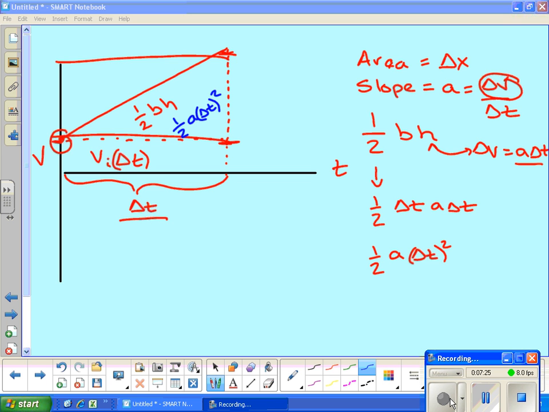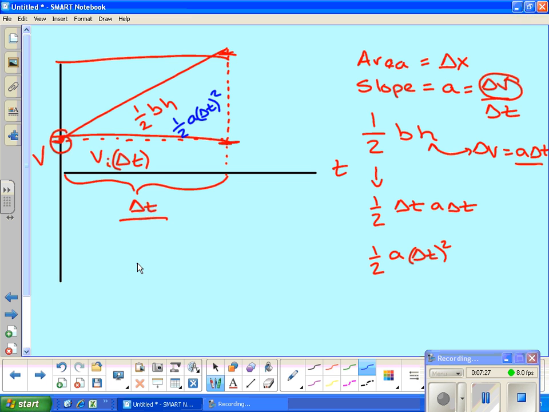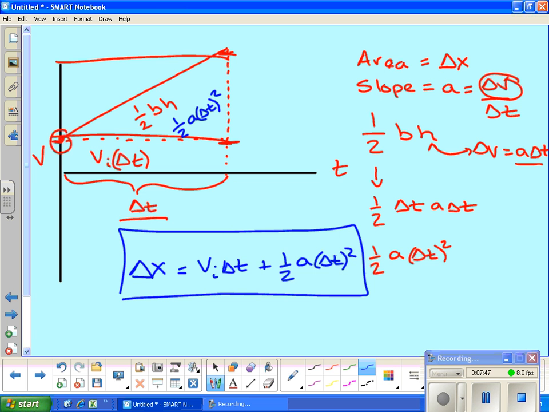So that's what it looks like. I'm going to go ahead and write the entire equation out. We said the area is displacement, that's delta x, and it is composed of two areas: vi times delta t of the rectangle, plus the 1/2 base times height, which in our variables can be expressed as 1/2 a delta t squared. That is a very important kinematic equation. Sometimes you'll also see it expanded out so that the delta is expanded, but they're the same equations and we can use them the same way.